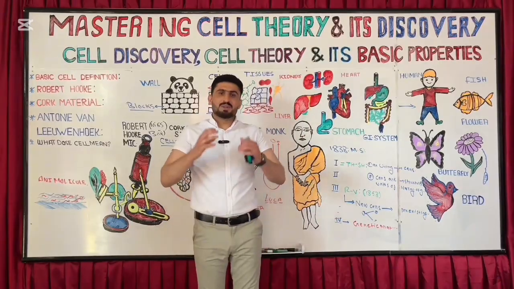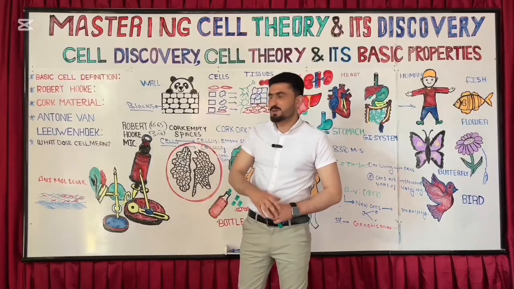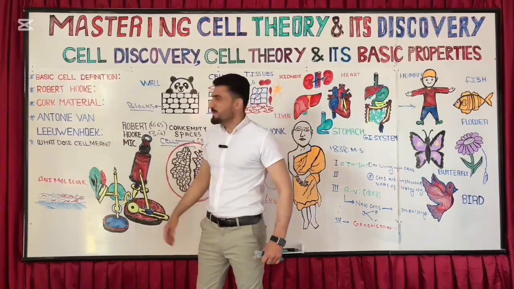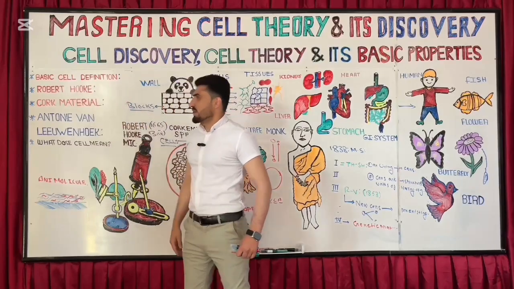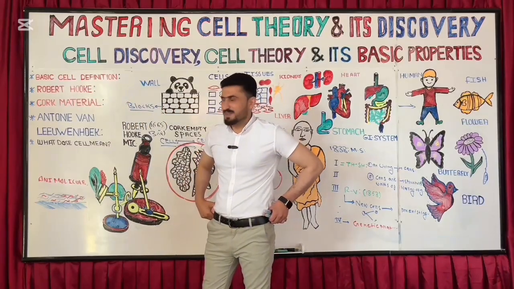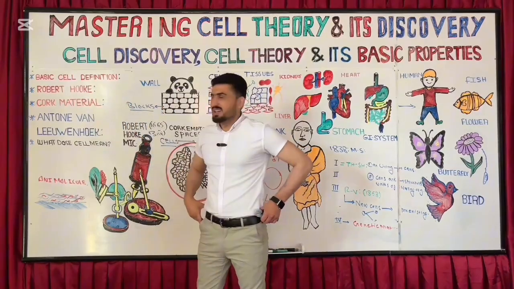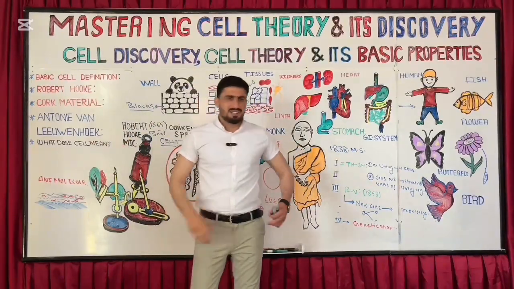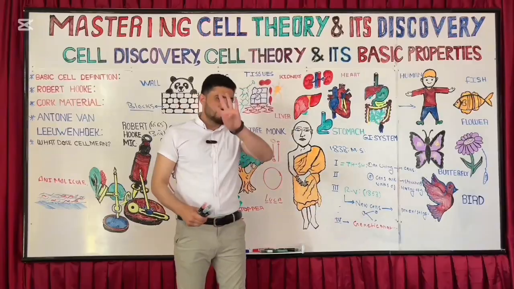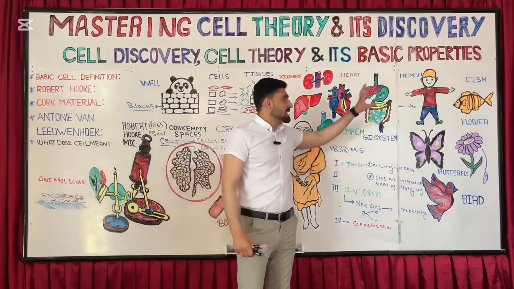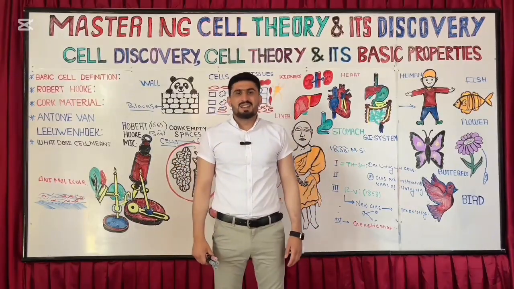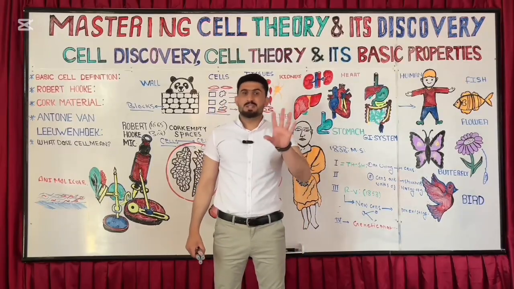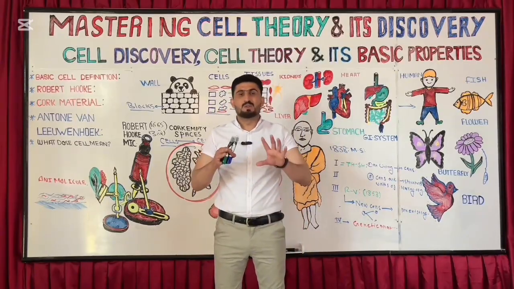Okay, so I hope you have gotten a lot of information about the basic cell definition, what a cell was, about Master Robert Hooke, who that gentleman was, about cork material, about Anthony Leeuwenhoek, what the word cell means, and also about the 4 basic theories and some basic properties of the cells. And in upcoming video lectures, we will talk about eukaryotes and prokaryotes, the different types of cells.